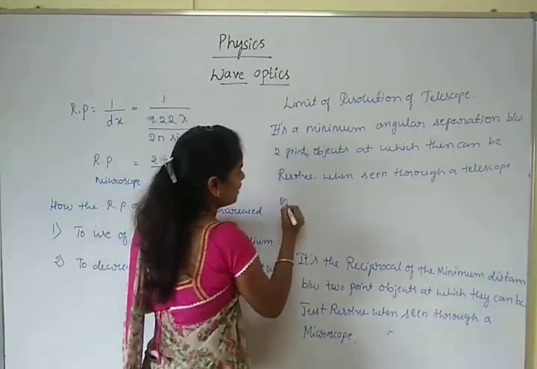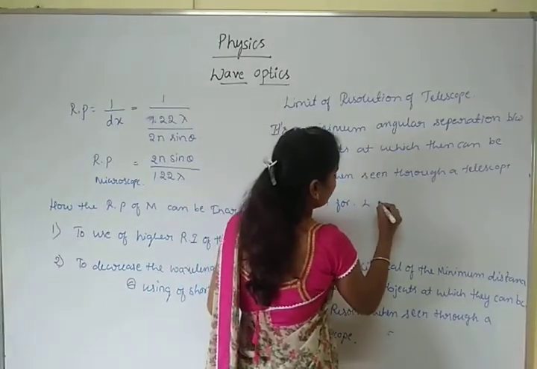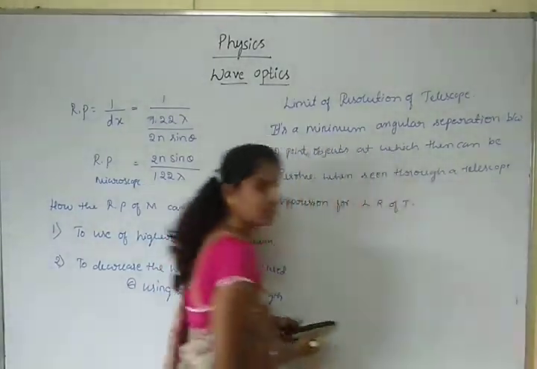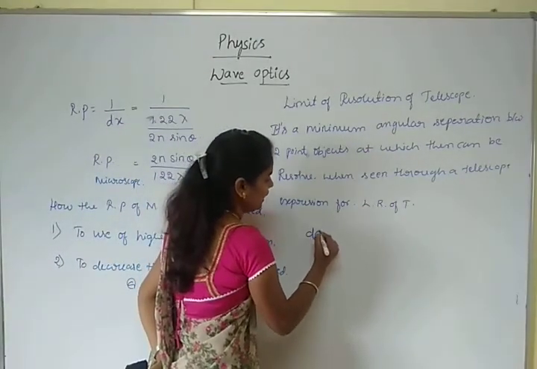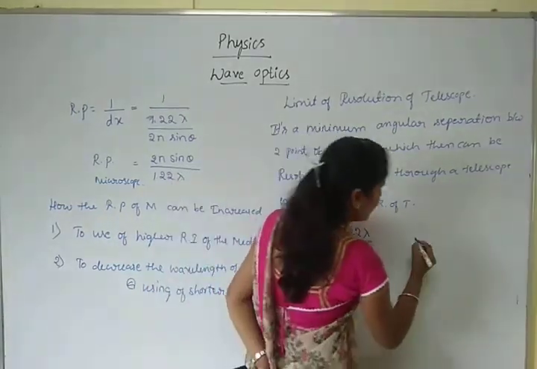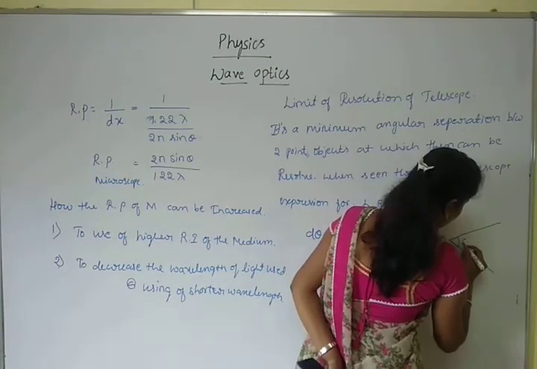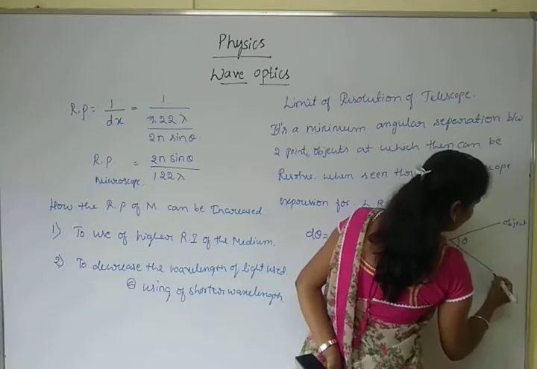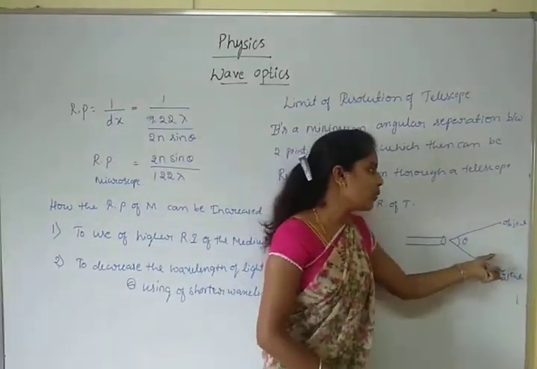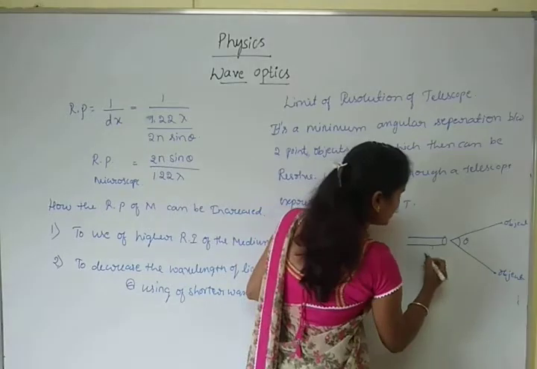So, the expression for the limit of resolution of a telescope is d theta equals 1.22 lambda divided by d. Observe here, it is the telescope and this is the object. It is the minimum angular separation between two point objects that can be just resolved when seen through a telescope.